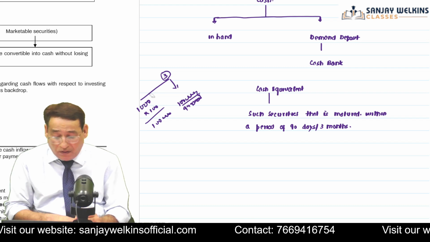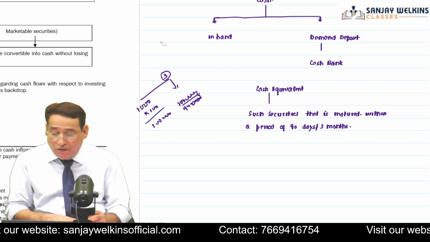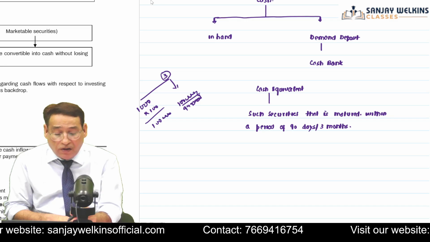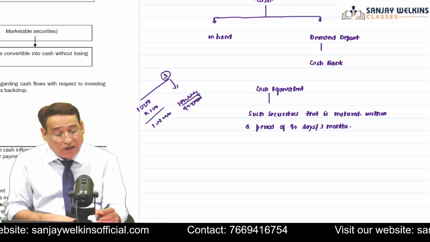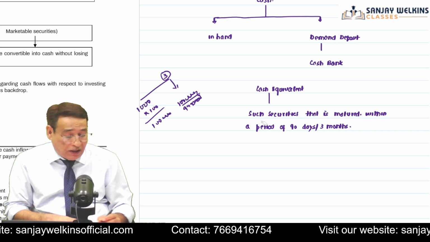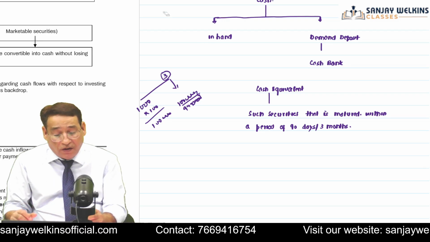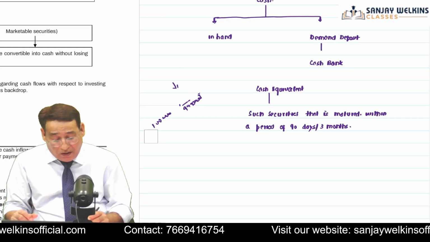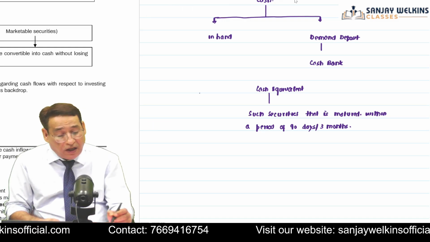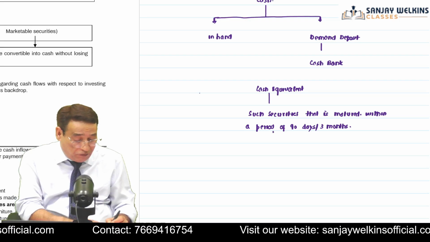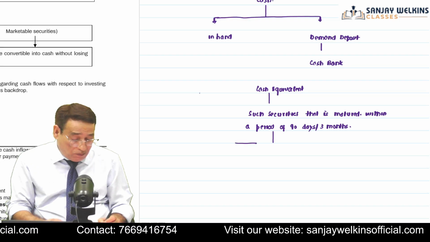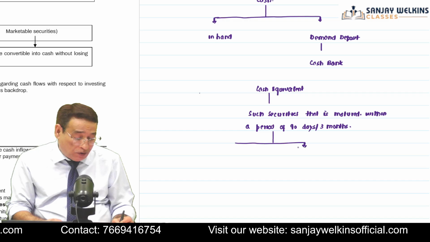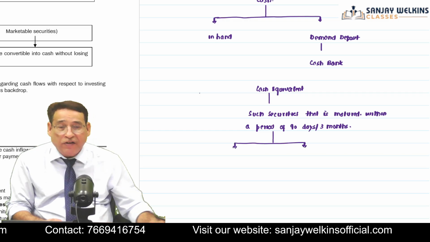Is it clear to you or not? So generally under cash equivalents, we include marketable securities and short-term investments. Is it clear to you or not? Provided they are satisfying this particular condition. So this is the point which you need to understand. And as I told you, generally under cash equivalent, we include marketable securities and short-term investments, unless otherwise stated.